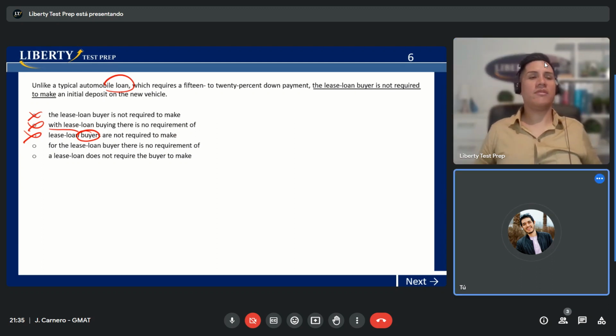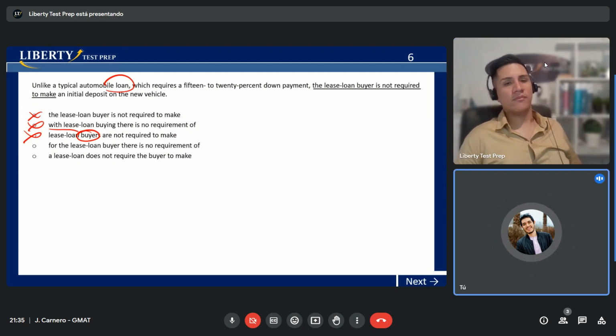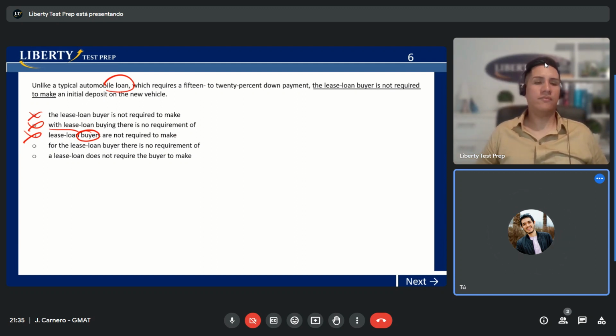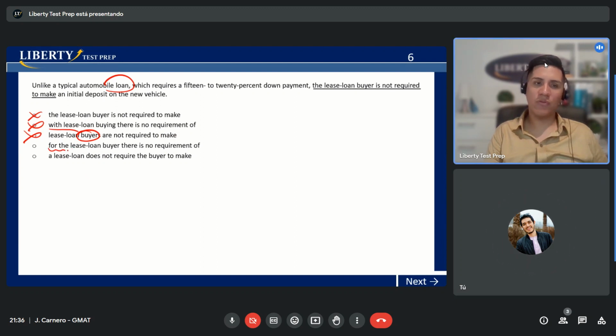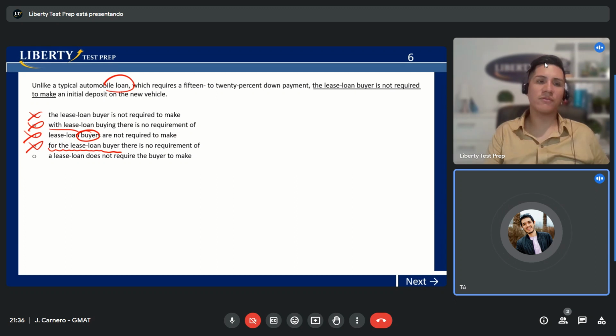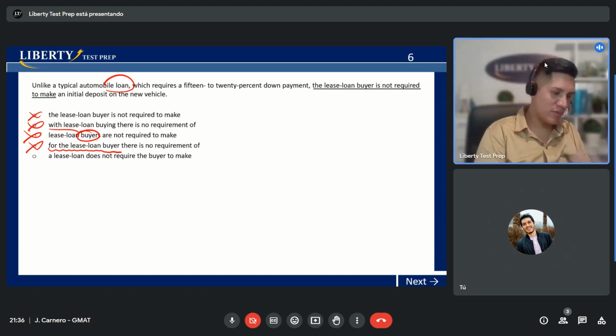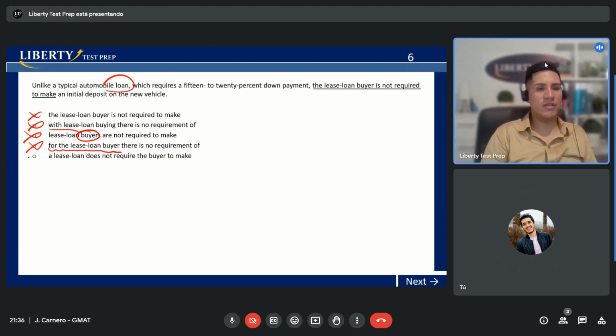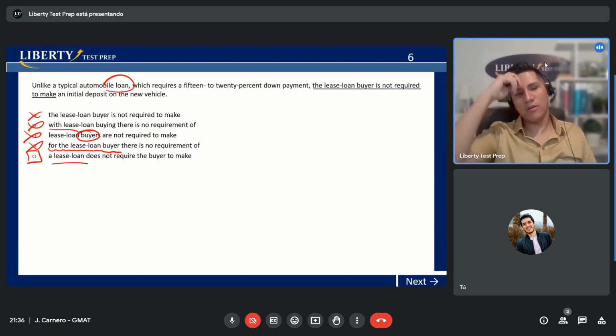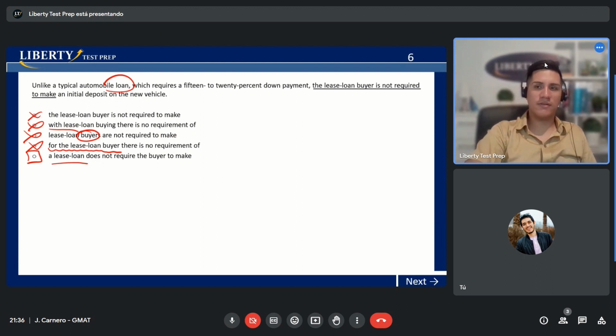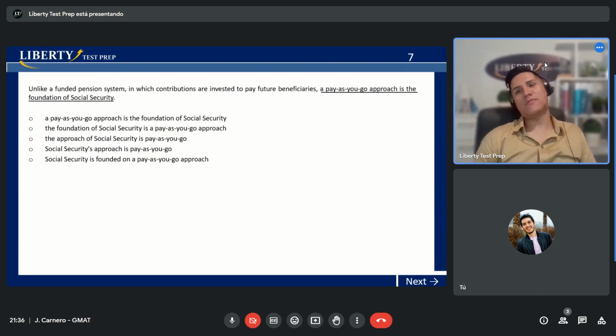Okay. For the lease loan buyer, also in letter D, there is no requirement of. I don't know if we are comparing. Yeah, we are comparing loan to buyer here too, or no? No, we start with for the lease loan buyer. That's not a noun. You need to have a noun there to receive the comparison. Very good. So E, because in E you have this long. See? Right away. So you have the loan and the this long. Nice. Number 7. That's it.